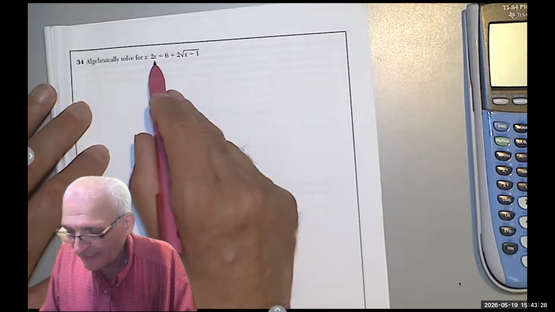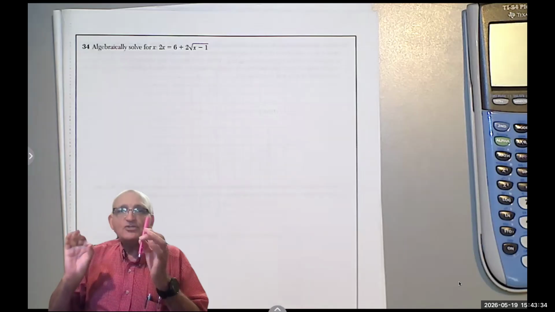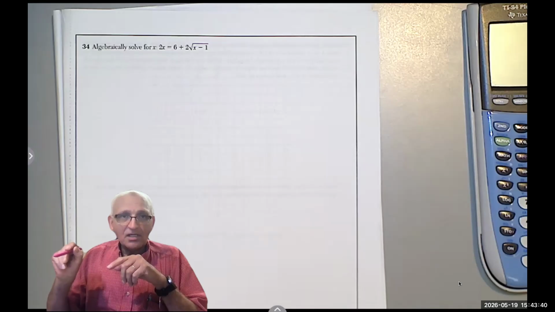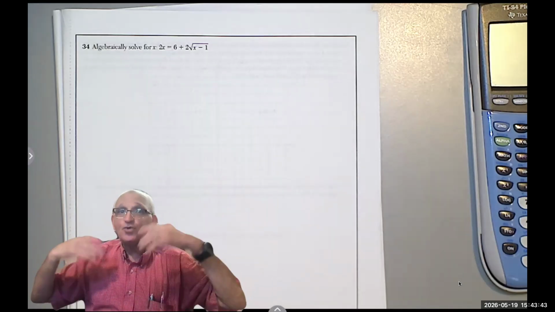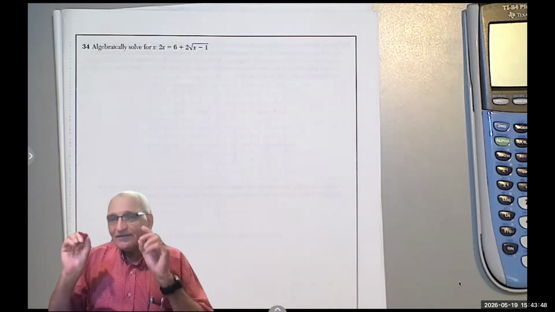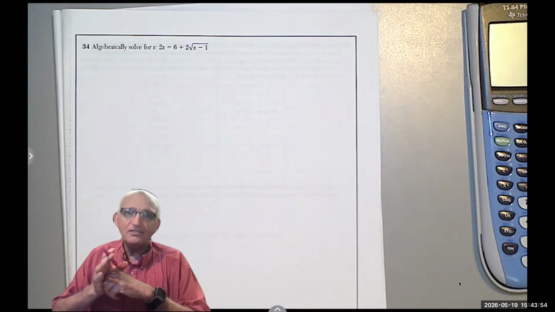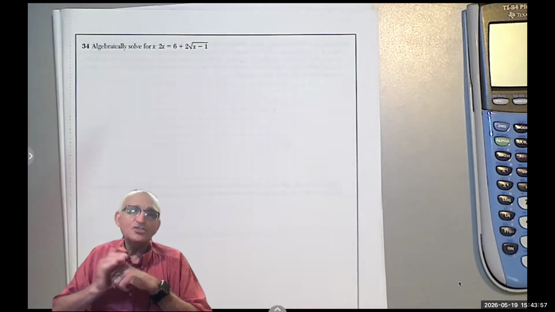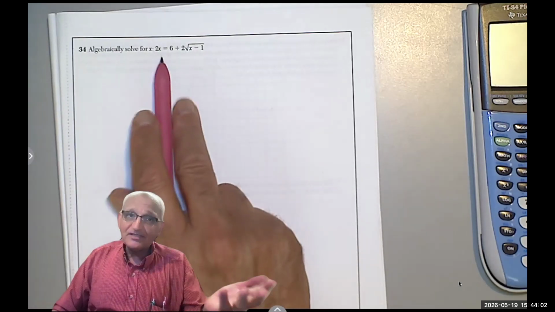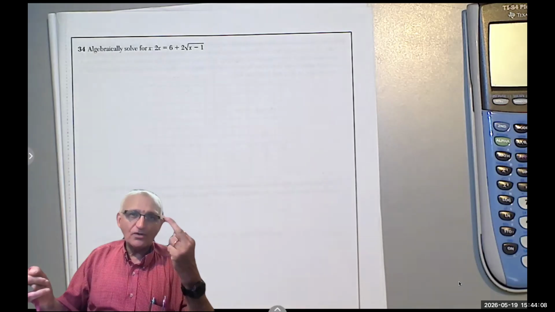Algebraically solve 2x equals 6 plus 2 root x minus 1. I keep repeating: every time you solve a problem that has either a square root or a natural log, because you are going to either exponentiate or square, you have to be very careful. Don't solve and stop. No, you have to check your 2 answers because one of them may be extraneous. In fact, it would be extraneous. Why? Because this equation has a unique solution. But when you square, you will have x squared. You will get a quadratic equation that has 2 solutions. So the one all of a sudden becomes 2. So one of them is extraneous.